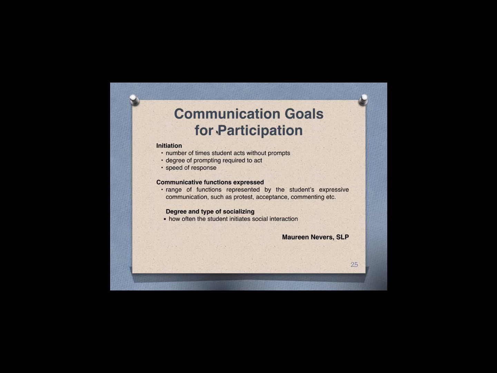Absolutely. So thinking of attributing meaning, we might think of goals around initiation, that the student will act to use their system without a prompt. That goal might not be that it will be exactly what we're expecting them to say or make complete sense within the context, just that they'll initiate and that we're going to attribute meaning and build on it.